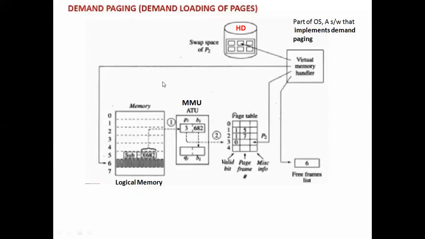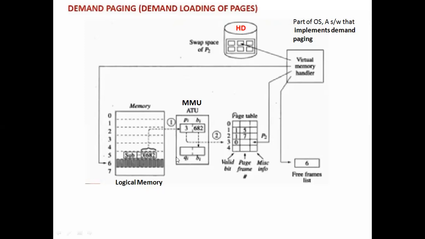So now, going to one more figure according to your book, which is discussing demand paging and demand loading of pages. What you can see here is the memory, with pages 0 to 7 locations, and we have here the MMU. MMU stands for Memory Management Unit, and we can also call it ATU. ATU stands for Address Translation Unit.